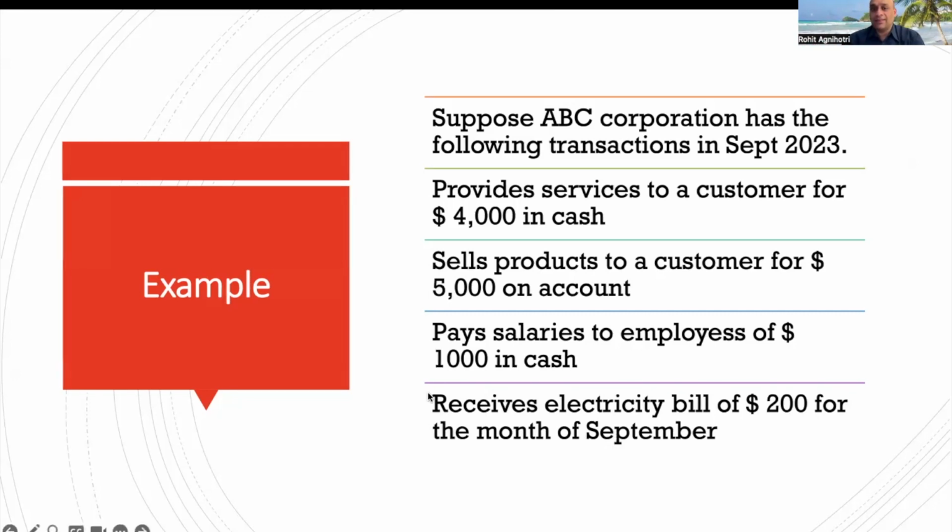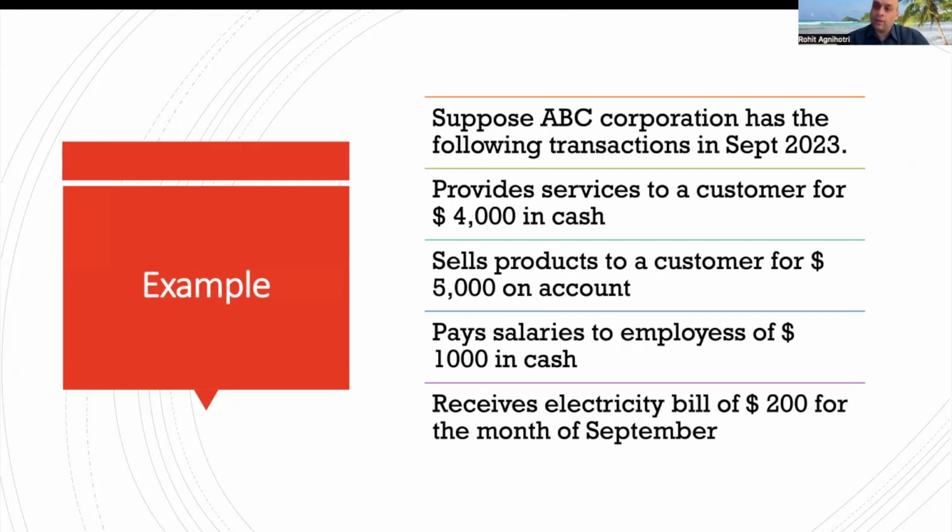And the last one is it received an electricity bill of $200 for the month of September. Please focus on this word, received. All it means is you received the bill, you did not pay it yet. So please make sure you understand the difference between receiving something and paying something. Just because you receive a bill doesn't mean you're going to make a payment on that day.